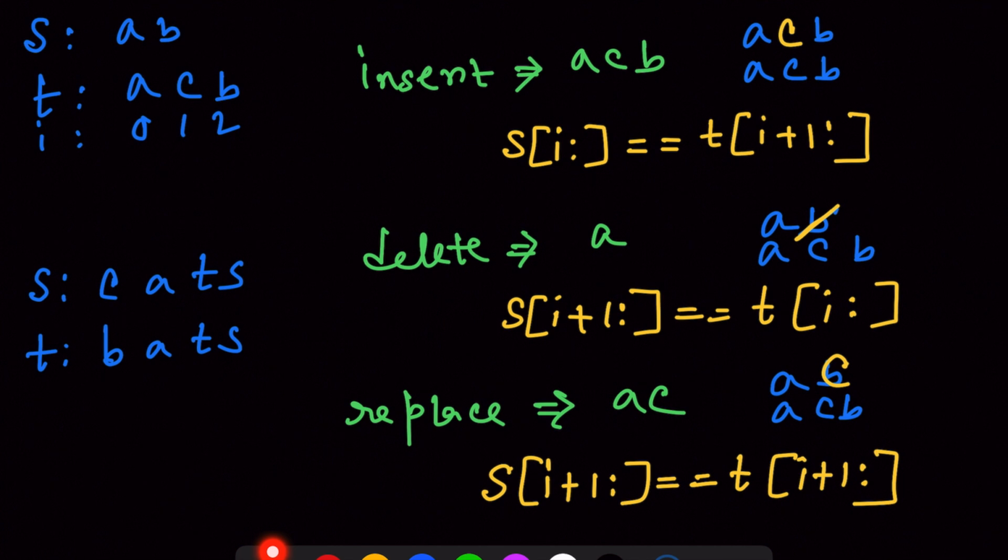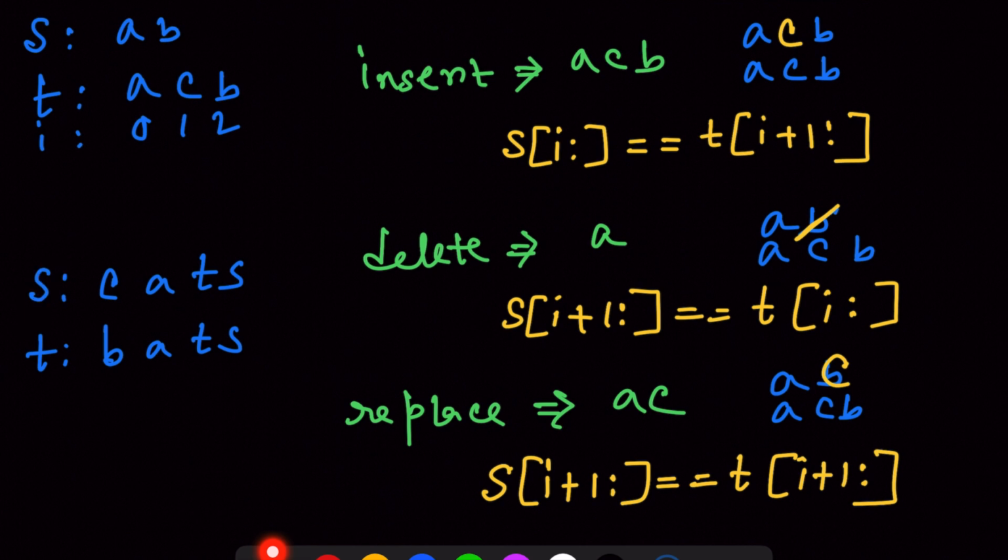If I want to replace the character, say B and C are not matching, I want to change B with C. In that case we can check the rest of the characters of s and the rest of t. So s from i plus 1 equals t from i plus 1. So at any point if there is a mismatch, we can check these three conditions, and if any of these three returns true, we can say these two are one distance apart.